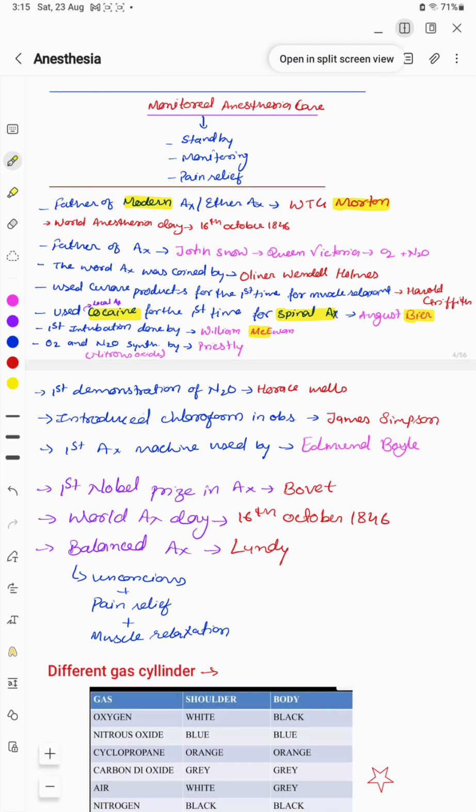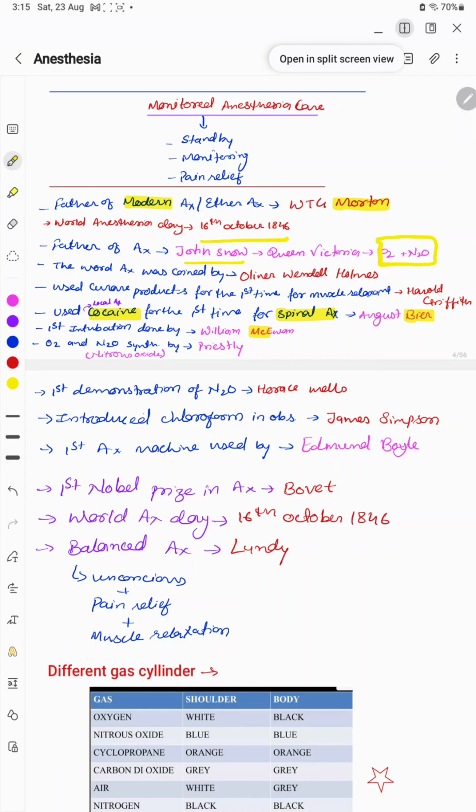Then, never asked, but for anesthesia, if you want to know, you can know who is the father of modern anesthesia, also called ether anesthesia, because they first used ether as anesthesia. So WTG Morton, World Anesthesia Day, 16 October 1846. Father of anesthesia, John Snow, because John Snow gave oxygen and nitrous oxide to Queen Victoria during delivery for relieving the pain. So he is known as the father of anesthesia.